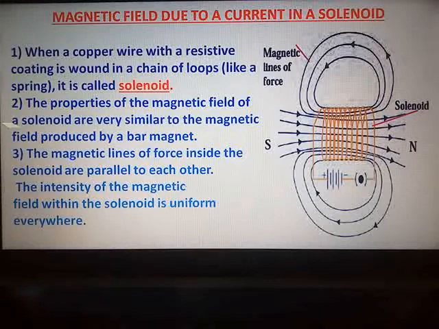Now for your information, this is not given in the textbook, I will tell you. With the help of this solenoid, you can even magnetize a piece of rod of a given material.